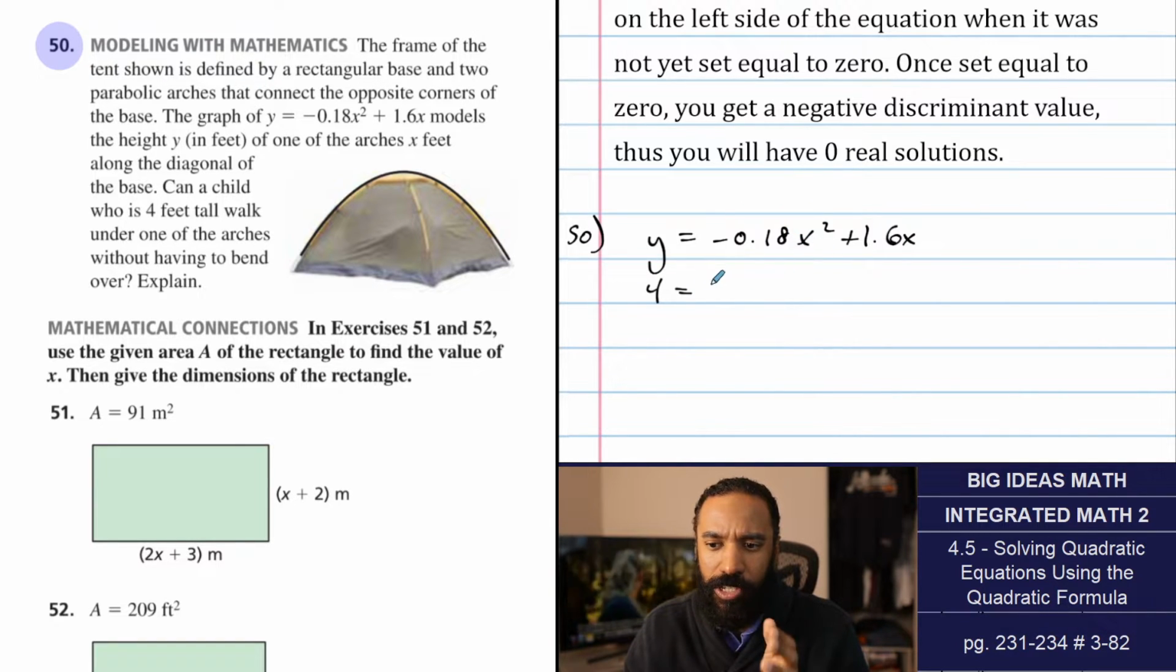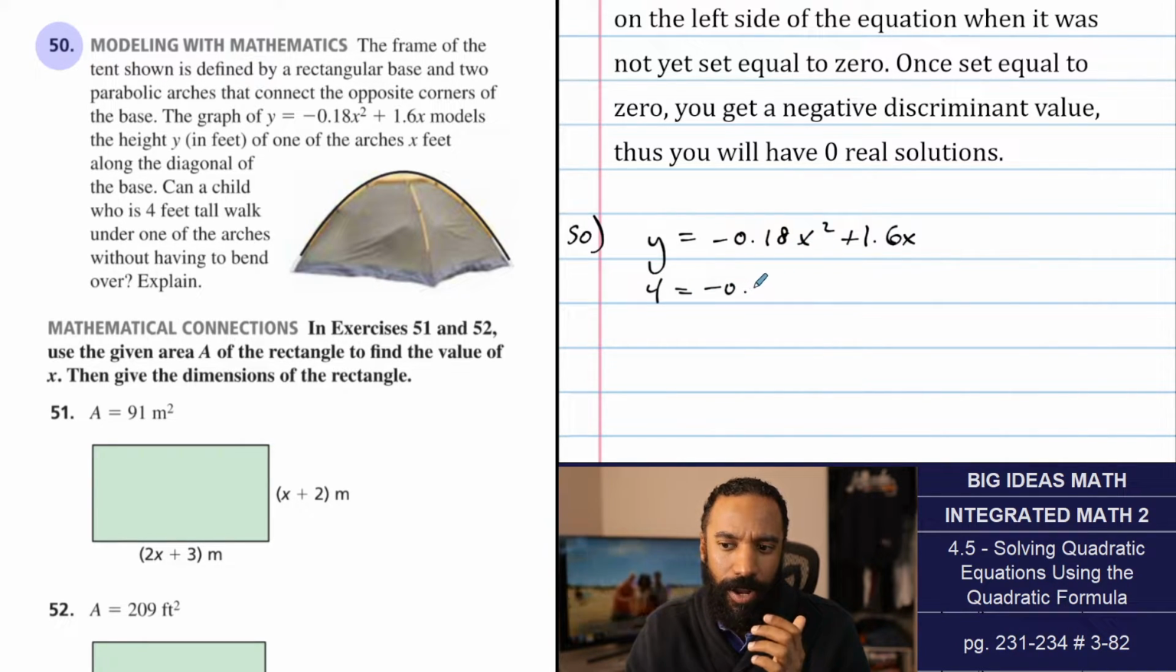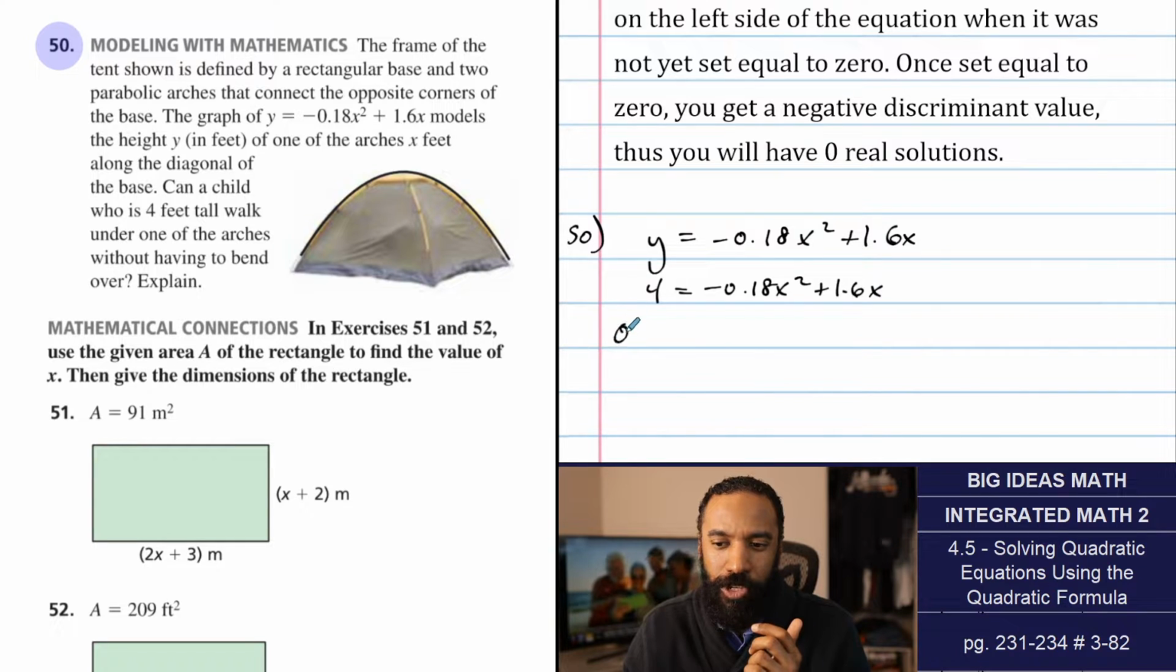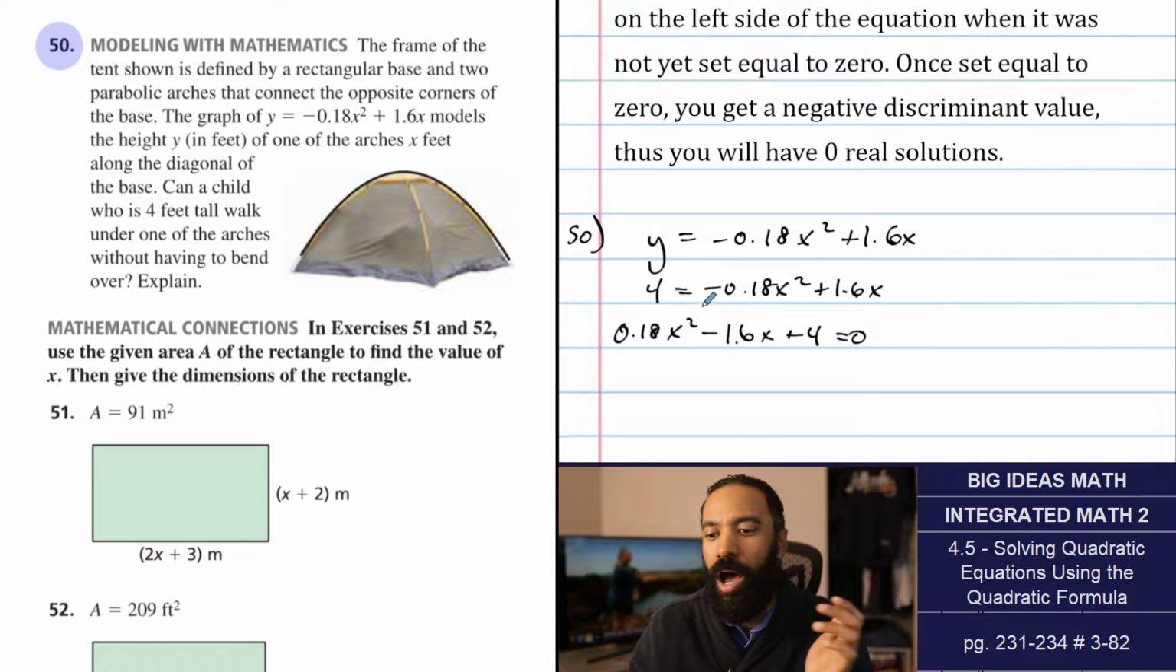We have to figure out when this arch kind of hits that. We could also work out the vertex of this, but I'm not going to do that. Add the 1.6x over, so 0.18x squared, subtract this over, minus 1.6x plus 4 equals 0. That's 0.18, excuse me.